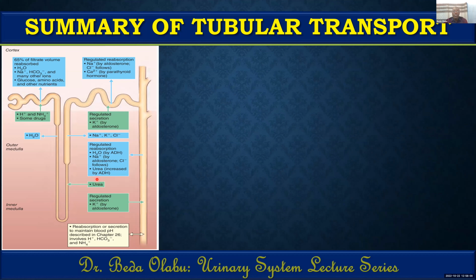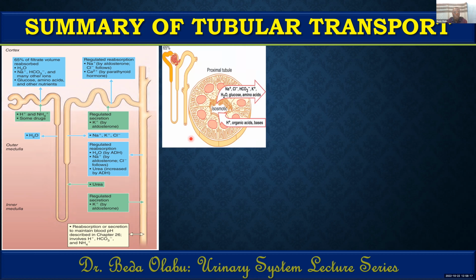Let's make a summary of tubular transportation, where we are going to talk about what happens in various segments of the nephron in terms of both tubular reabsorption and tubular secretion. Let's start with the proximal convoluted tubule. The proximal convoluted tubule is the main site of tubular transportation. A lot of substances are reabsorbed there. In this image, we can see a number of substances which undergo tubular reabsorption: sodium chloride, bicarbonate, potassium, water, glucose, amino acids, and the like.